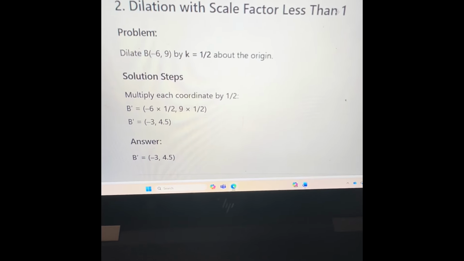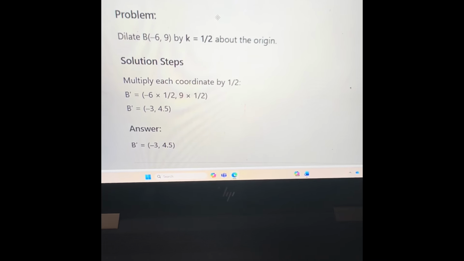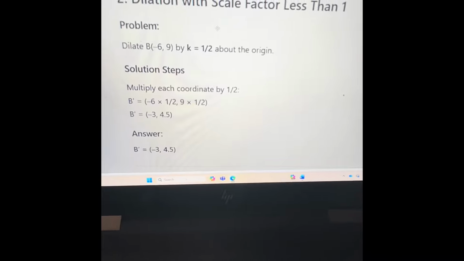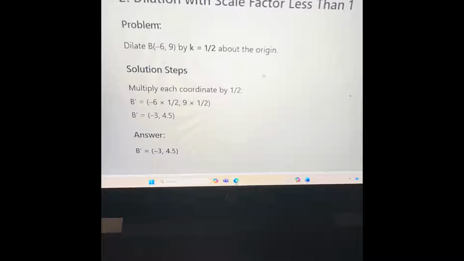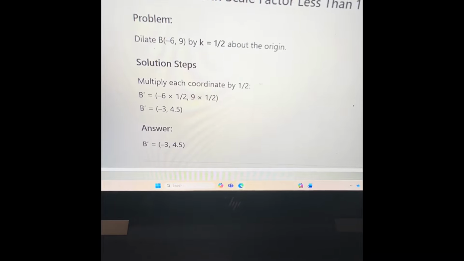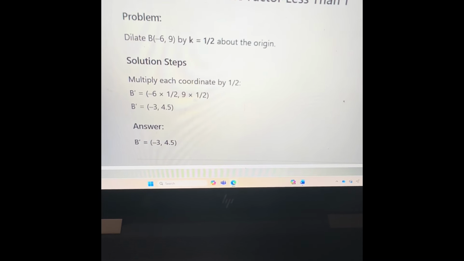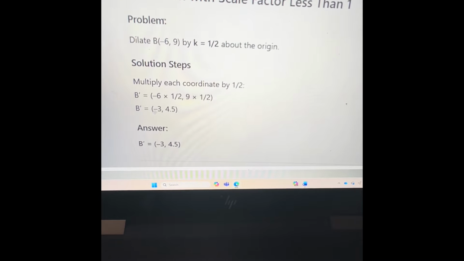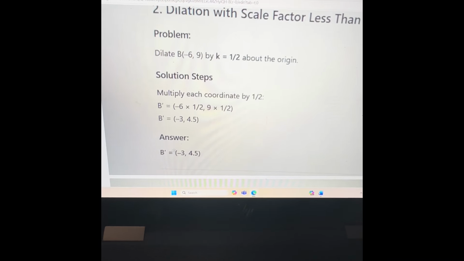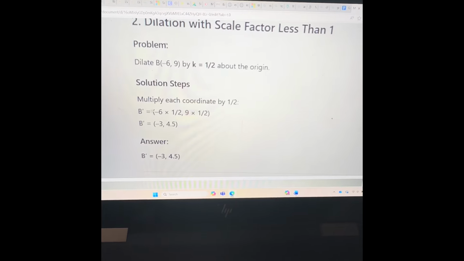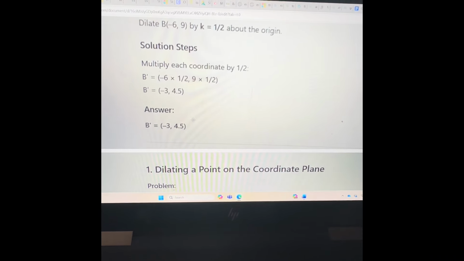Okay, so the next one is dilation with scale factor less than 1. Our problem is we have to dilate B at -6, 9 by K equals a half about the origin. The solution steps are going to be multiplying each coordinate by a half. So B equals -6 times a half, and 9 times a half, and then B equals -3, 4.5. So our final answer is -3, 4.5. You figure that out by just multiplying each coordinate by a half.